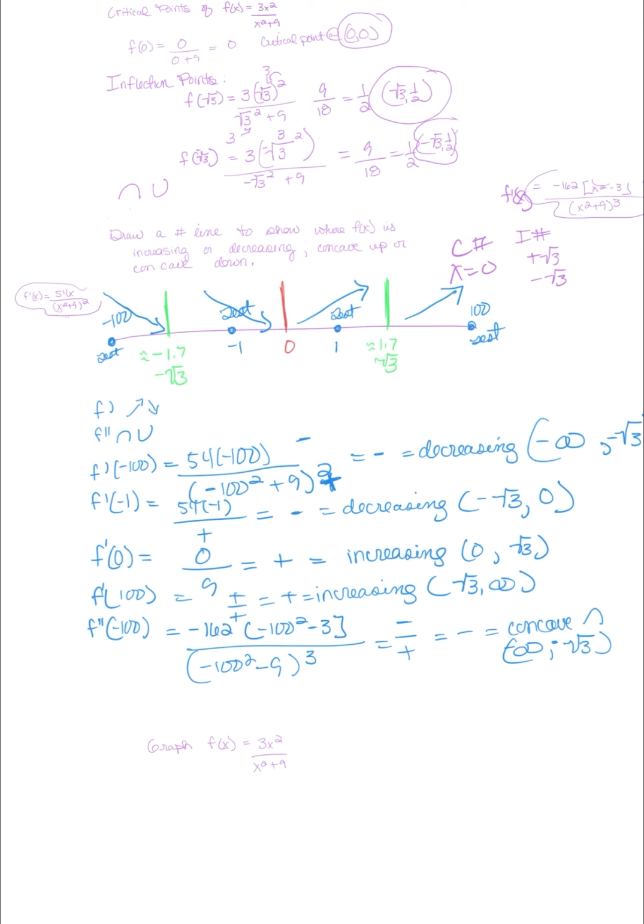Okay, let me give us some more room right here. Now concave down, we'll do that in green. So that's our inflection. So we're concave down, decreasing, concave down. And then we have f'' of -1. That's going to be -162 times -1 squared minus 3. Well, this is going to be a negative times a negative, which equals a positive, over -1 squared.